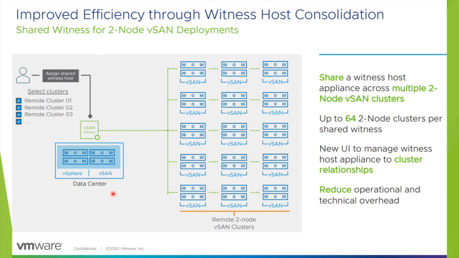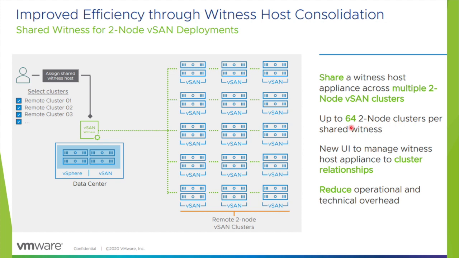The next thing we have is improved efficiency through witness host consolidation. You no longer have the requirement for having individual witnesses. You can have a shared witness, which saves a lot of infrastructure, I guess. Obviously that costs money, right, at the end of the day. So you have a shared witness for 2 node vSAN deployments, and the shared witness host appliance across multiple 2 node vSAN clusters. We can have up to 64 2 node clusters per shared witness.